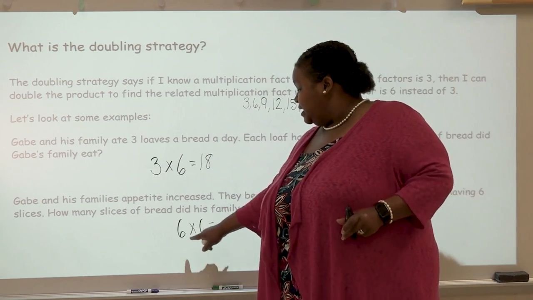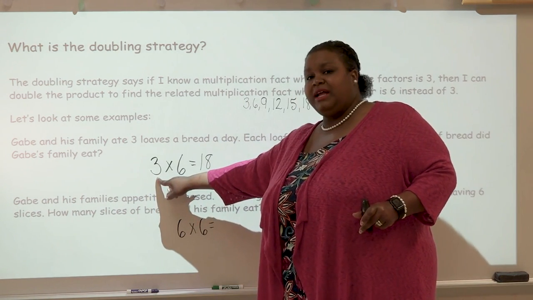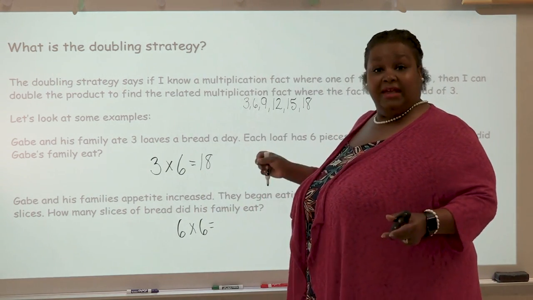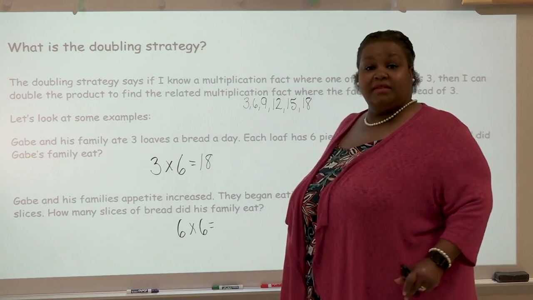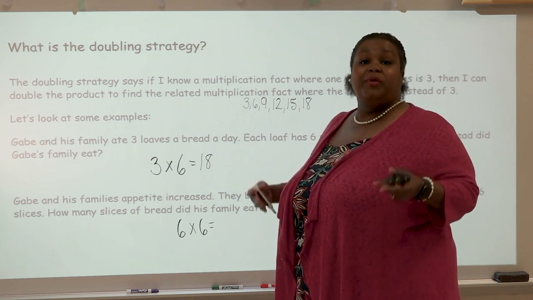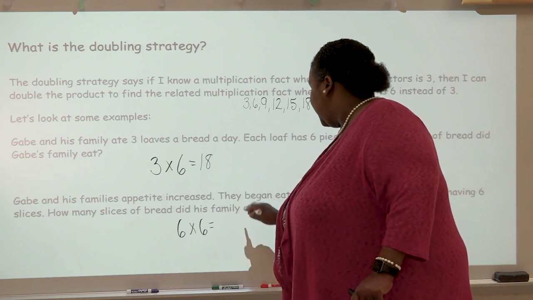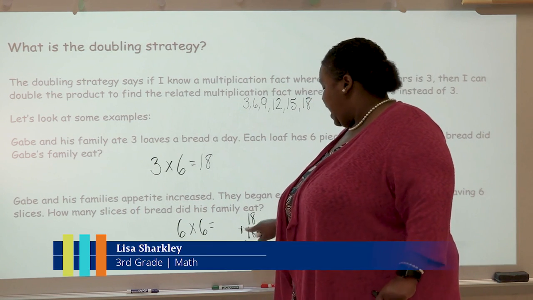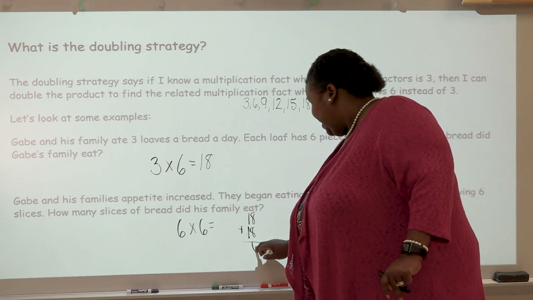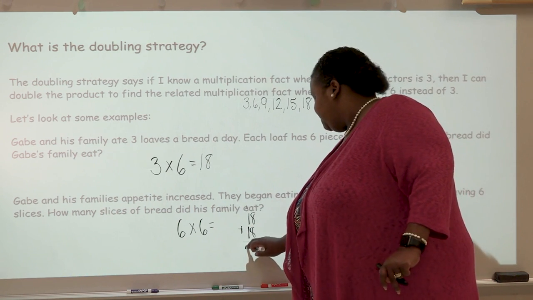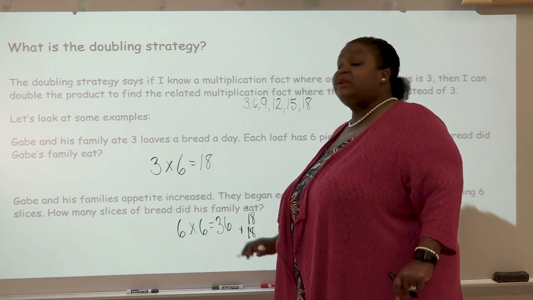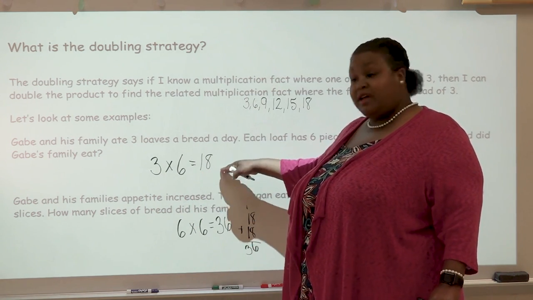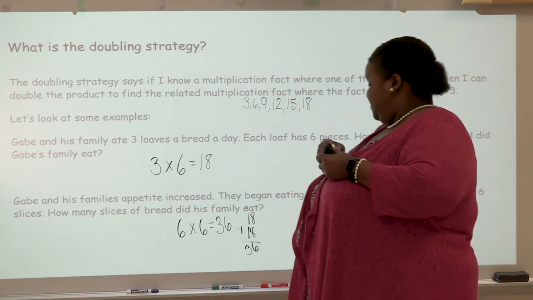Well, I know that 6 is double 3. So, can I think 18 plus 18 would give me my answer to 6 times 6? I could. I'm using that doubling strategy. So, I could say 18 plus 18. If I add those two 18s together, 8 plus 8, 16. 6 carry my 1. 1, 2, 3. 6 times 6 equals 36. I used a fact that I knew, 3 times 6 equals 18. Doubled it to find 6 times 6. Good.